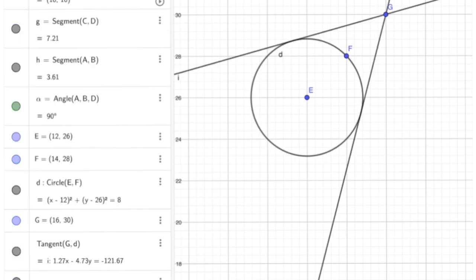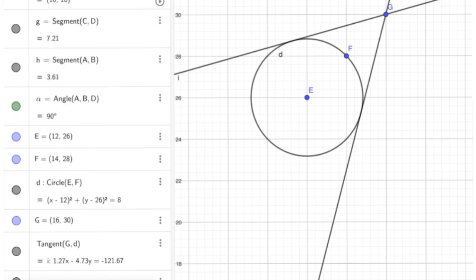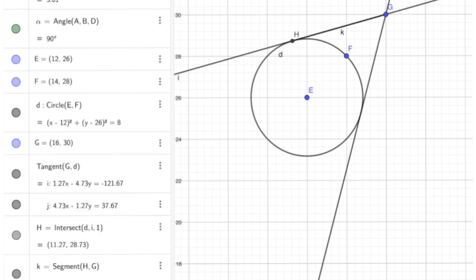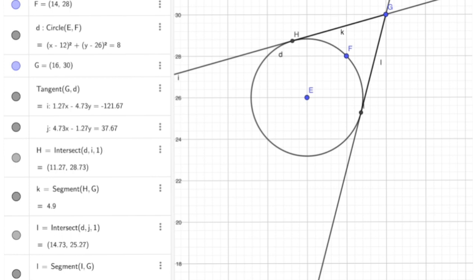As you can notice, we have here two intersecting lines. We want to form segments again, so we click the segment option. We have point H as our point of tangency, to G. Here also I and G, so we have those segments. Let's hide the lines, and we now have this.